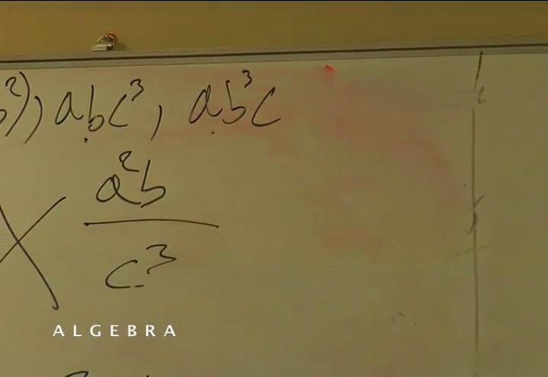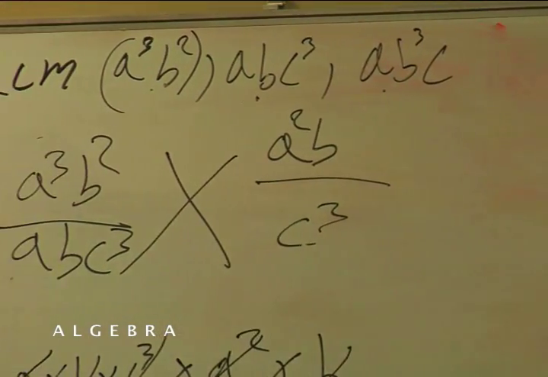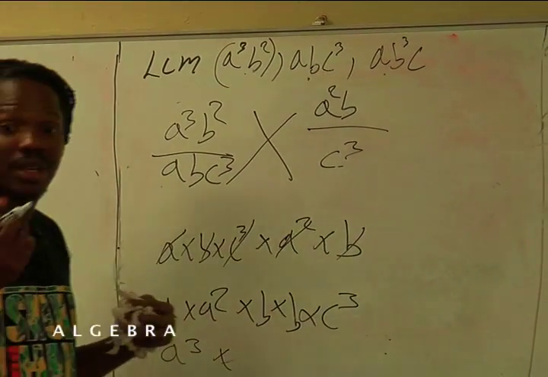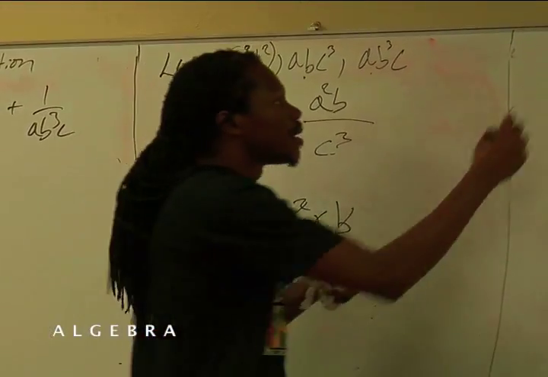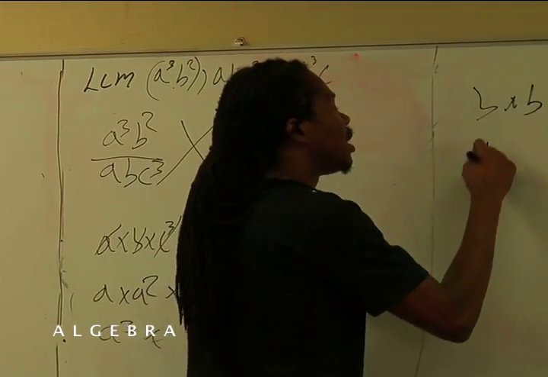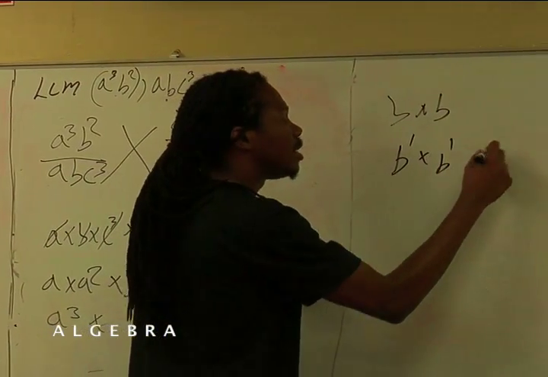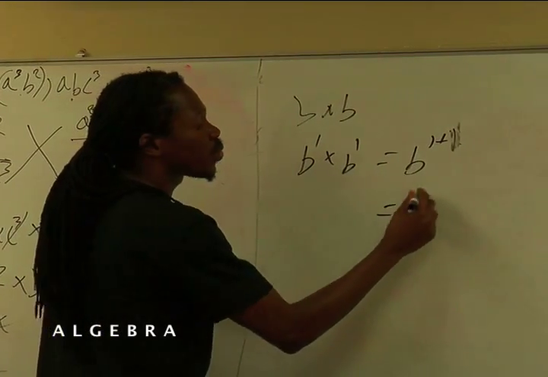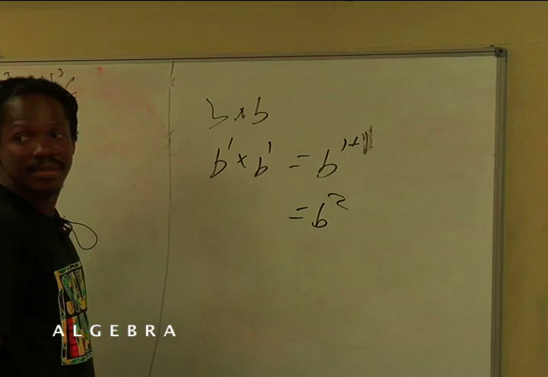So watch it now. A times A square is A cube. Times B, the same thing. Why does B times B give B square? Because B times B is B to the 1 times B to the 1, equals B to the 1 plus 1, equals B square. Do you see it?